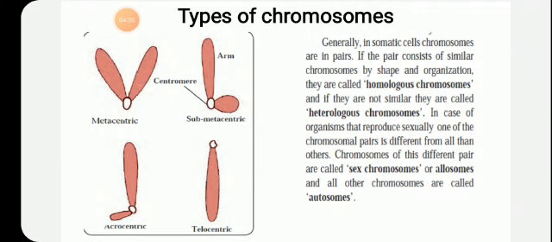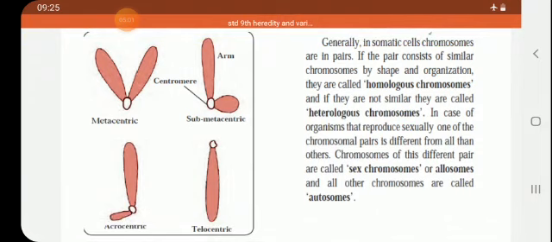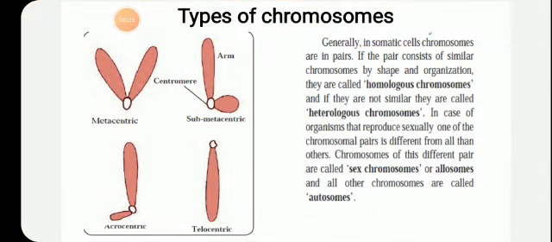According to the position of the arms, or according to the shape of the arms of the chromosome, these chromosomes are differentiated into four types. First is the metacentric chromosome. What happens therein?